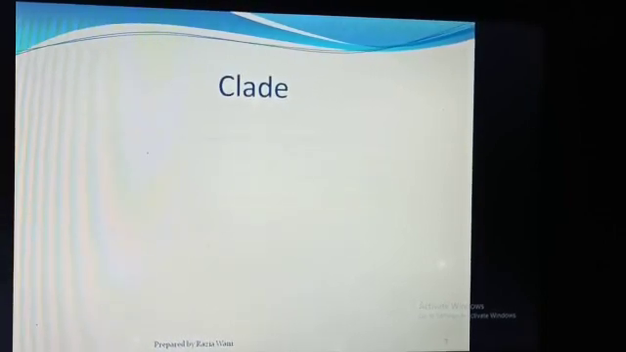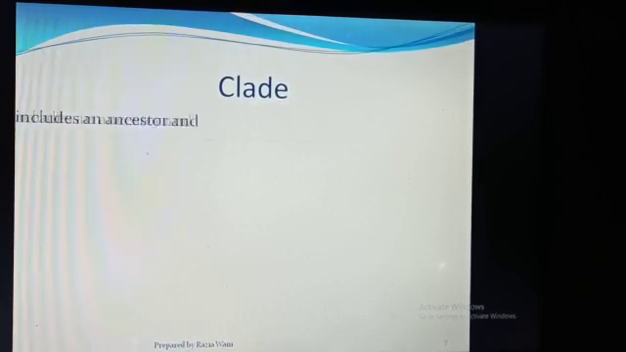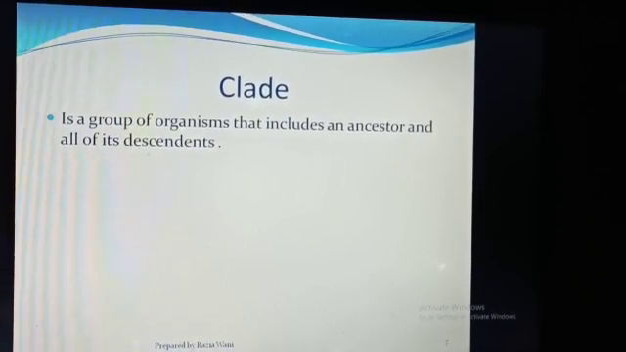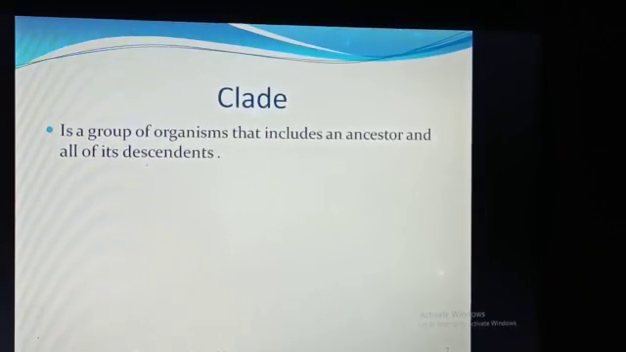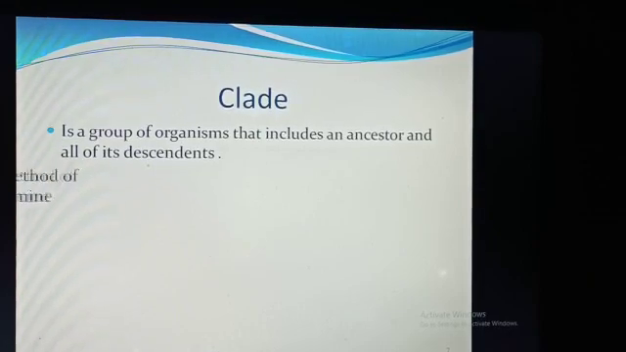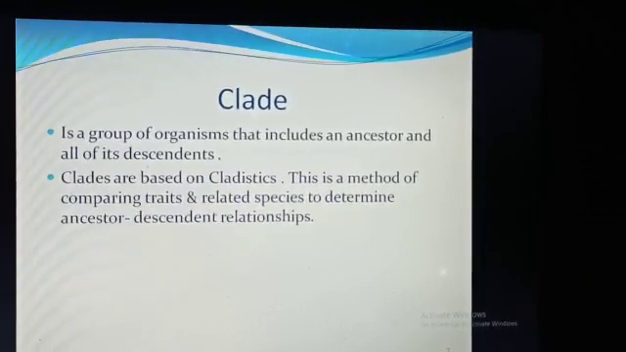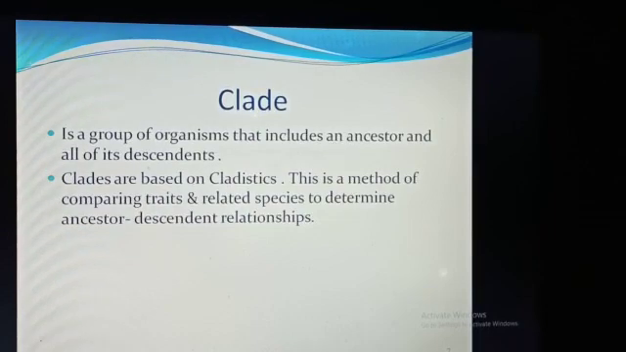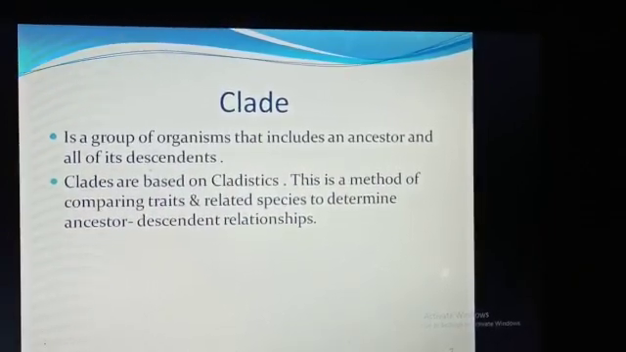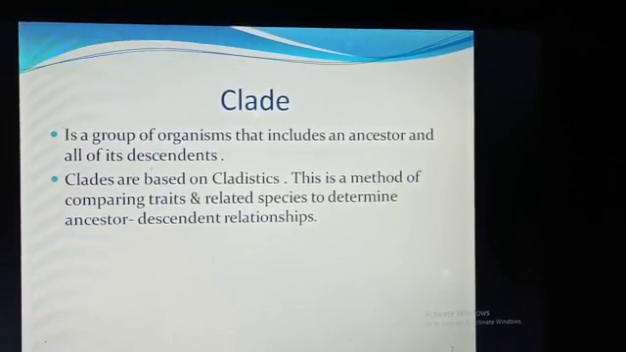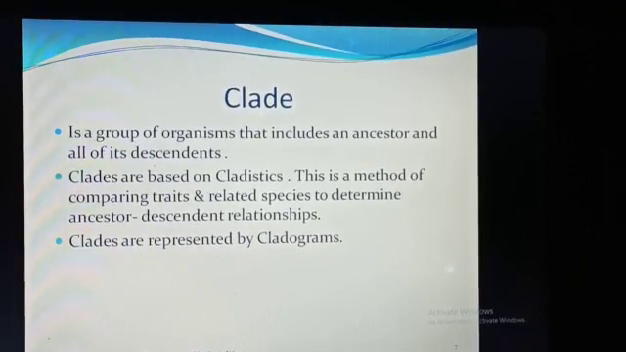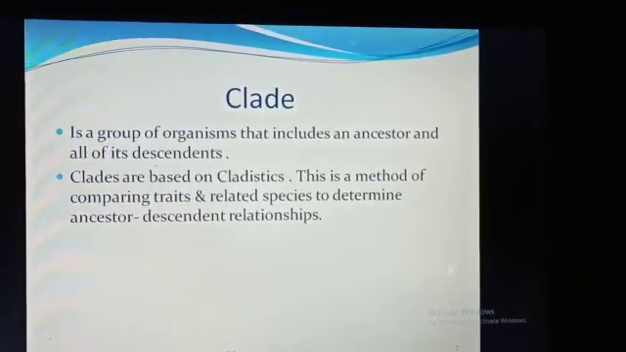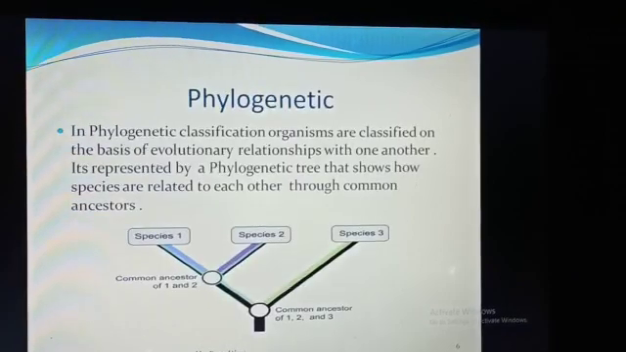And then there comes the concept of clade. It's a group of organisms that includes an ancestor and all its descendants. Clades are based on cladistics. This is a method of comparing traits in related species to determine ancestor-descendant relationships. Clades are represented by a cladogram that I have already shown you in this diagram.